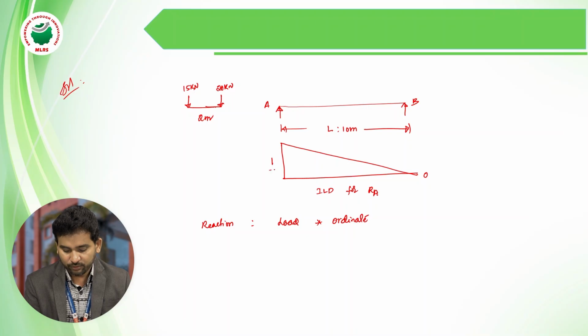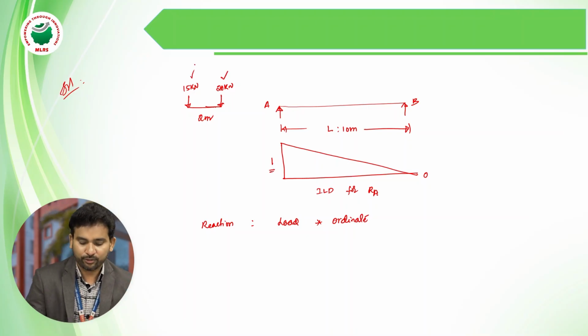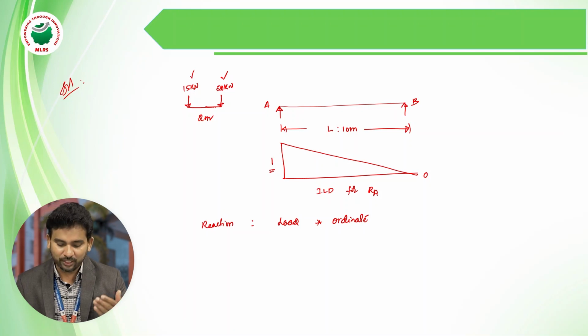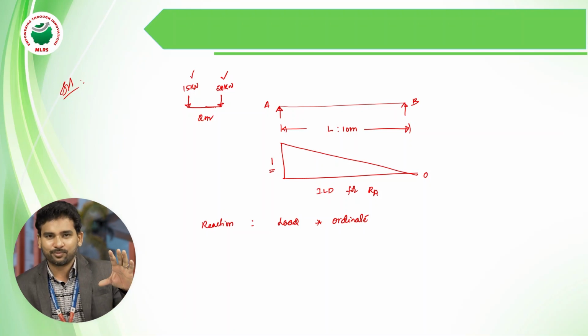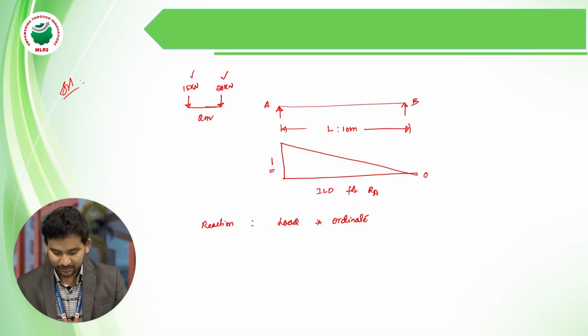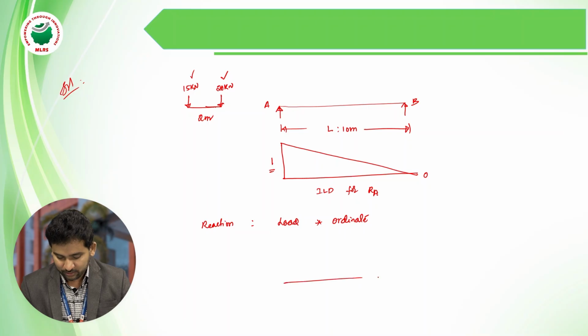So here 1 is the ordinate. Here the loads are already given: 20 kilonewton and 15 kilonewtons. If we want to get the maximum reaction, then we have to keep the maximum load on the maximum ordinate, then it will give the maximum reaction. Exactly. So what I'm doing is, this is the shape of the ILD.